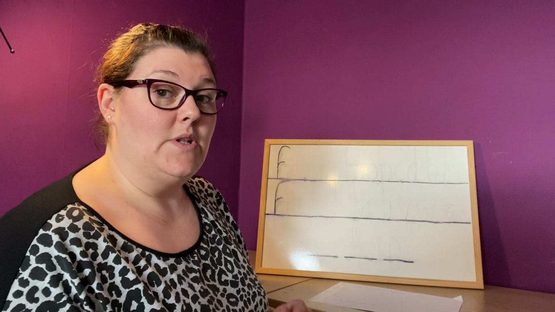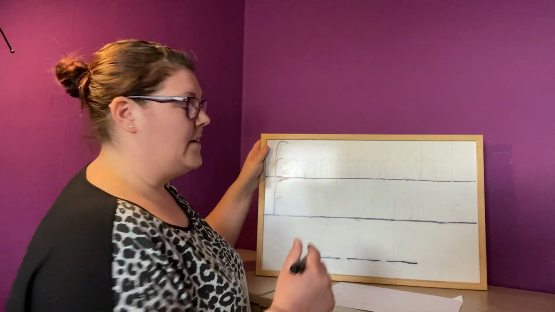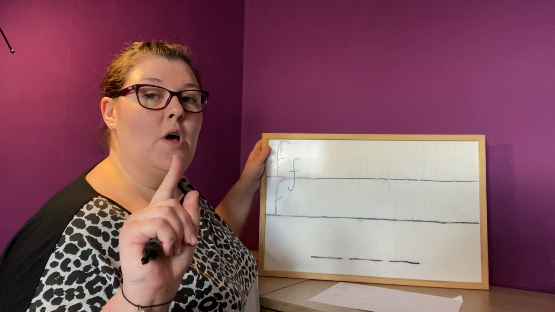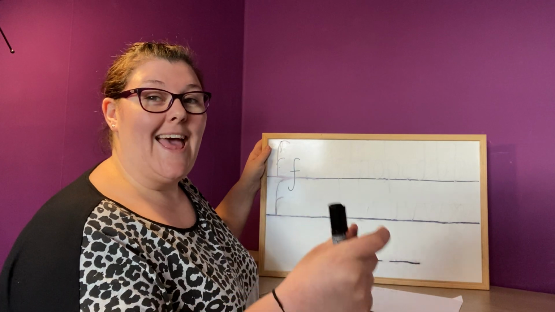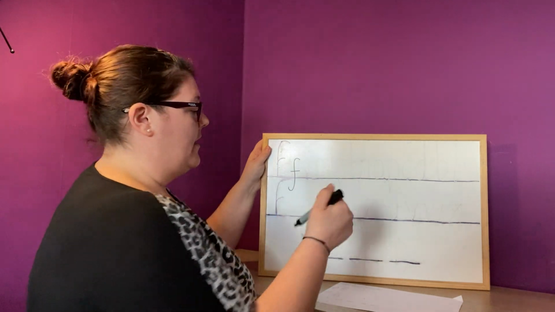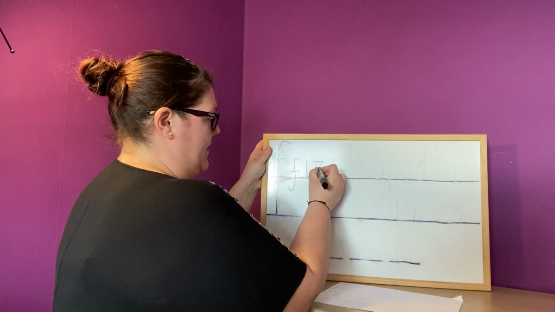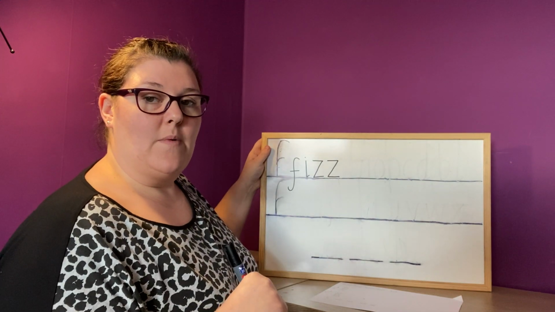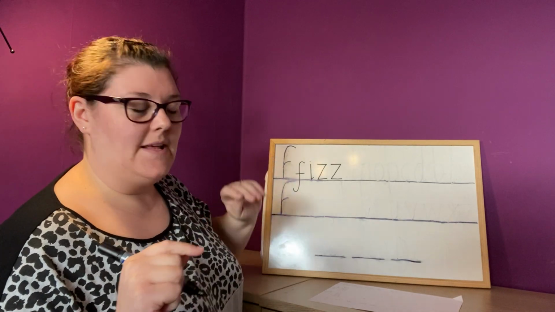Remember that two letters, one sound. So what's the first sound in fizz? The two letters, one sound only really goes in the middle of a word, if it's a big word, or at the end of a word. So we'll only have the one spelling at the beginning. So it's a f. I. Z. Well done. Fizz. Check your board to make sure you got the right one. Excellent.